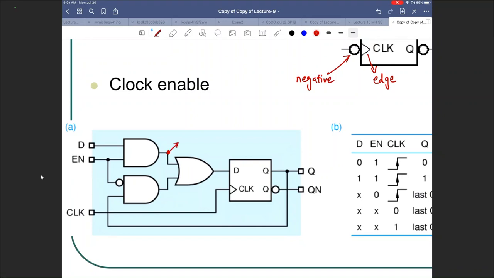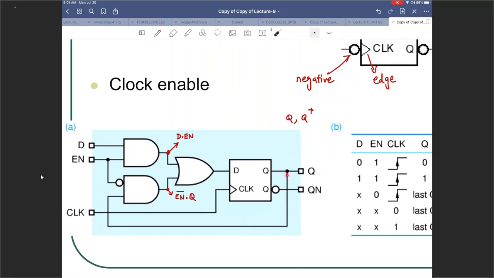So I'm going to use intermediate signals here. What is the output of the top AND gate? It is D and enable. What is the bottom here? It is enable complement and whatever the last Q is, right? So I will use Q here. So instead of using last Q and Q, I will use Q and Q plus.